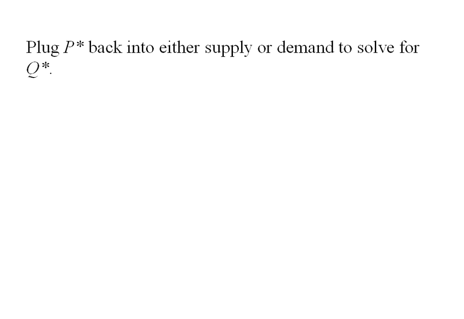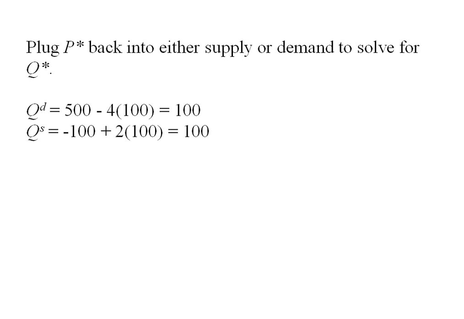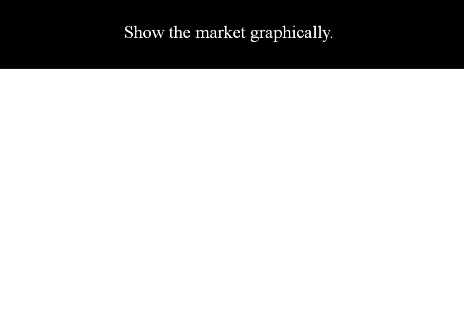I can plug this price back into either supply or demand to find my equilibrium quantity. So here I am plugging it into the demand curve. 500 minus 4 times 100 gives me an equilibrium quantity of 100. I can do the same thing in the supply curve if I'd like to check my work, and I should get the same answer for both. So my equilibrium quantity is 100 units.